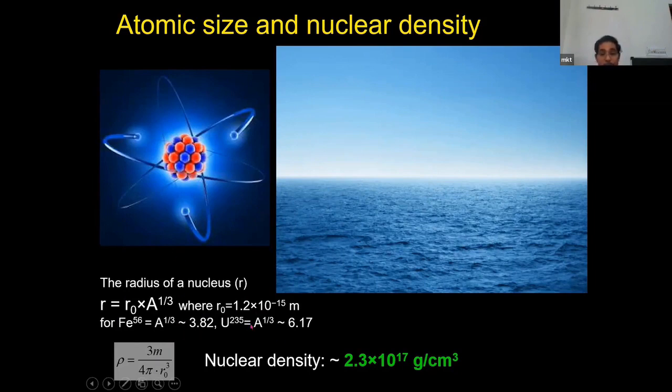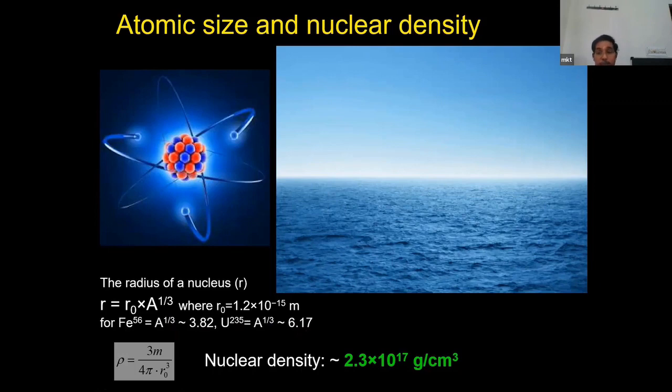the size of, for example, iron 56. If you calculate all the things, then you get the density of iron as something like 3.8 grams per cubic centimeter. And similarly, if you have uranium 235, then A to the power 1/3, basically how it depends on the atomic mass. So you see there is not much difference. If the atomic size increases, effectively the density of the nucleus remains the same, more or less.